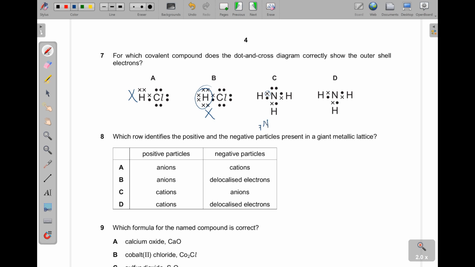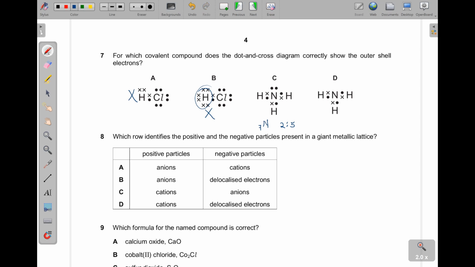Nitrogen is in position 7. So its electron configuration is 2, 5. Okay. So it has 5 electrons in the outermost shell. These are 2, 3, 4, and 5. Yes, it has shared 1 with each of the hydrogens here. And that is actually correct.